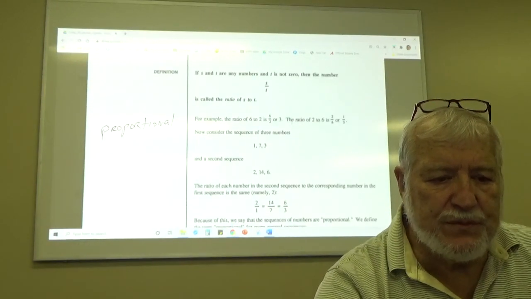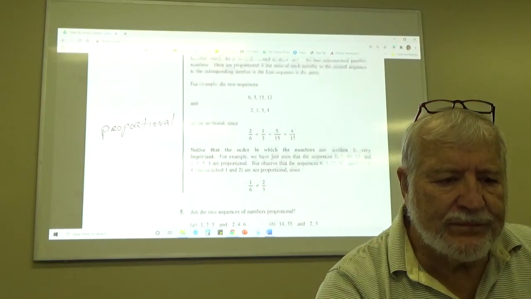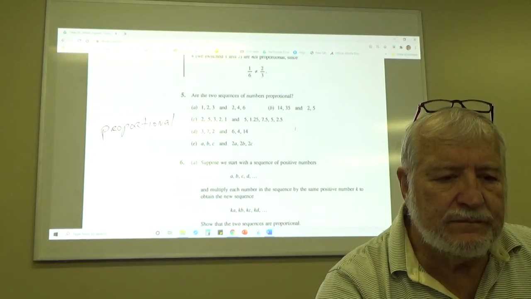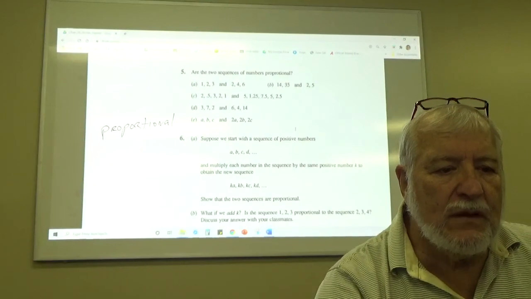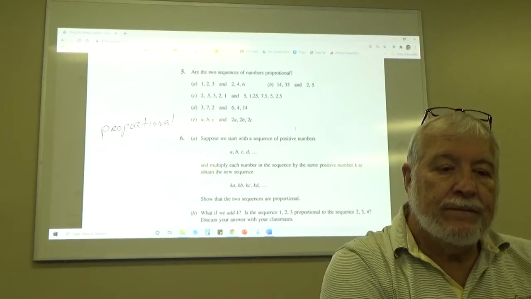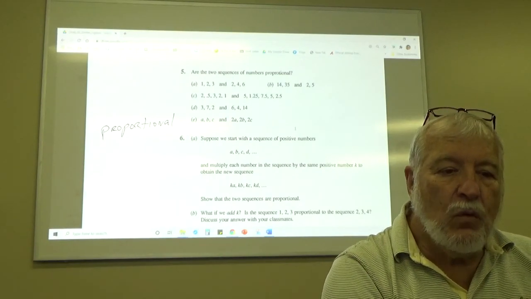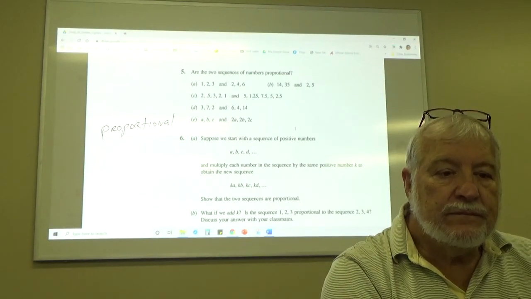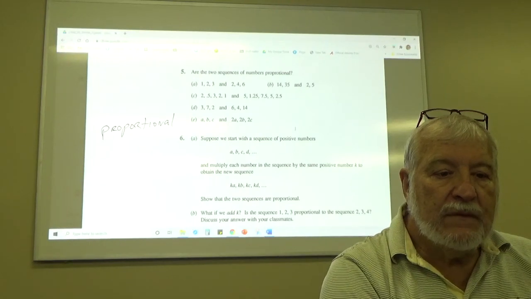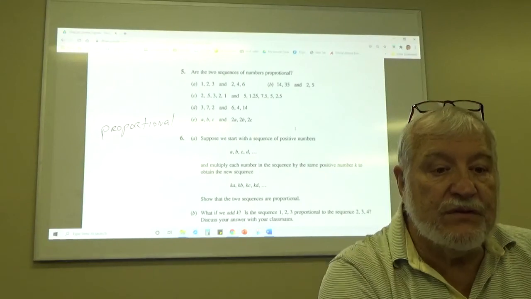All right, ratios, proportions we've done. Okay, number 5. Are these sequences proportional? Look at A. Yes. Why? Because it's going by a set. So it's by 2, so it's 2x, okay?